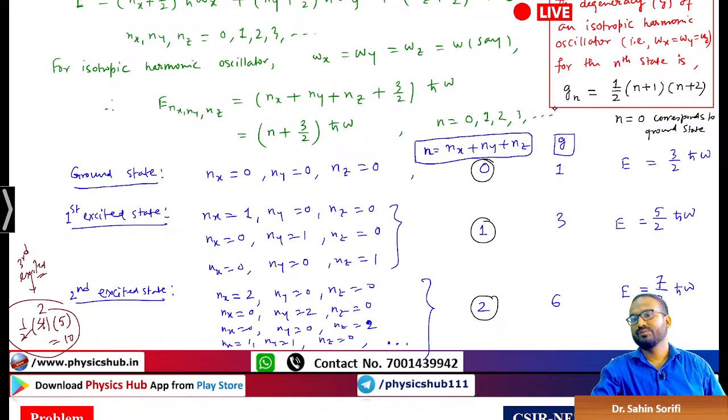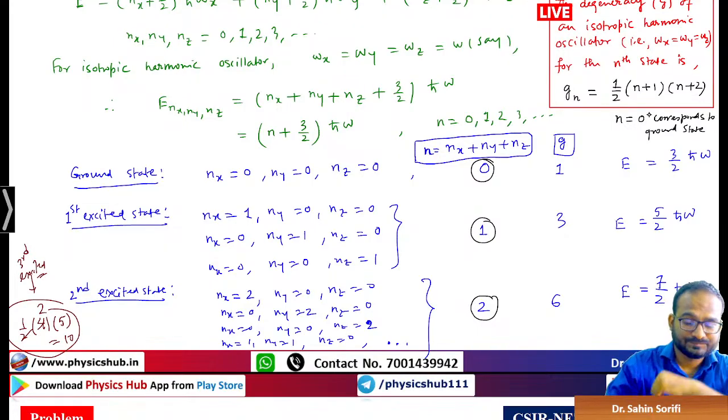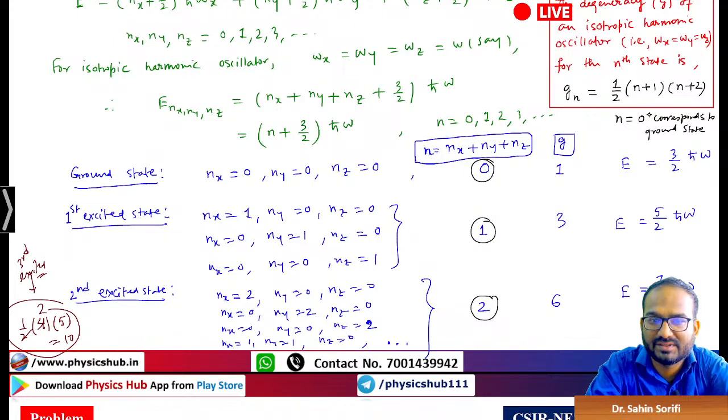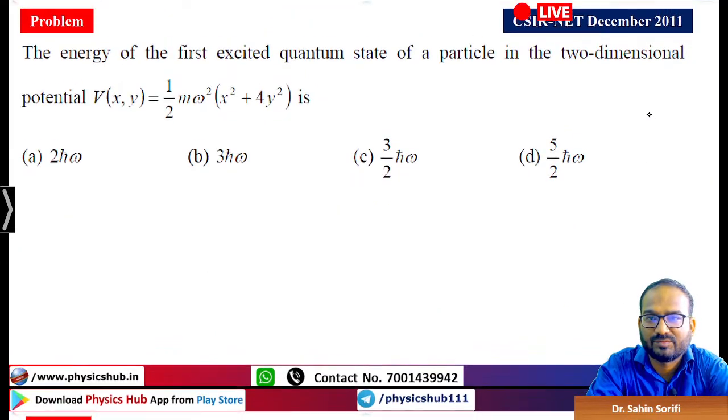People take the value of n wrong here because they intermingle it with the particle in a box problem. So while choosing the value of n, be very careful. If you are dealing with a particle in a box, then n starts from 1. In other cases, n starts from 0. As this is enough for this 3-dimensional case, let's look at some problems.